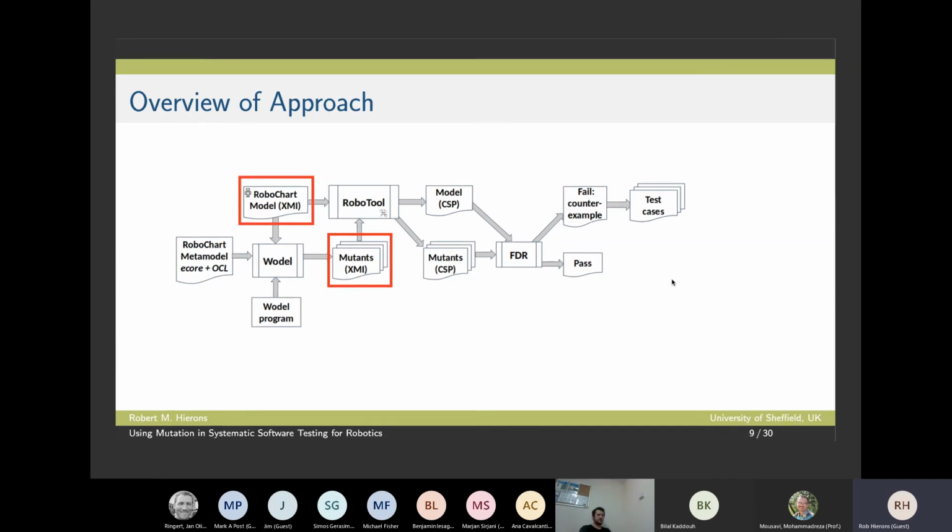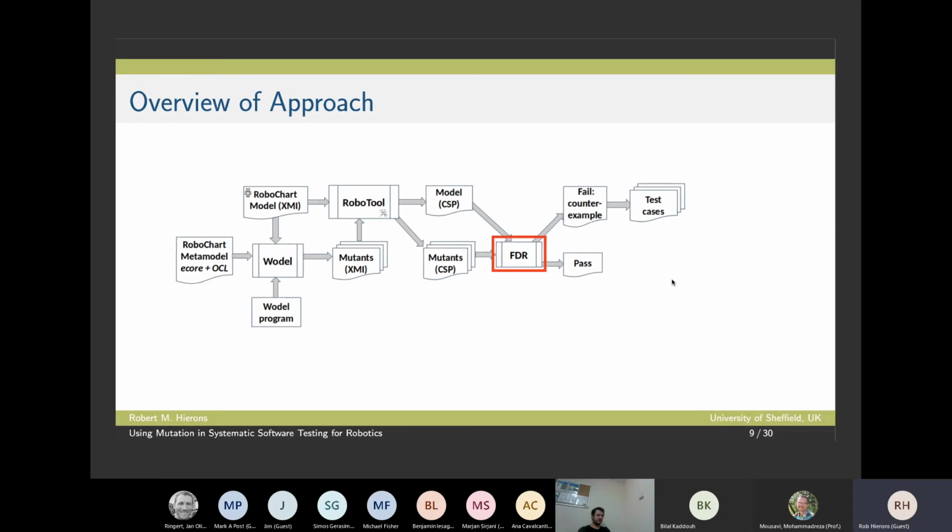This and the original are fed into RoboTool. RoboTool then analyzes the mutants and rejects those that aren't valid, for example, that aren't well formed, and generates CSP for the original and also the mutants.